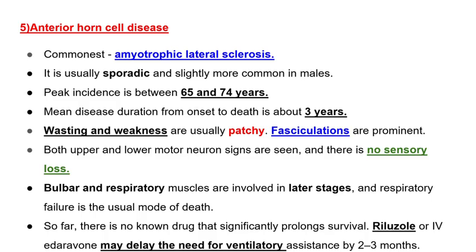Bulbar and respiratory muscles are involved in the later stages of the disease, and respiratory failure is the usual mode of death. So far, there is no known drug that significantly prolongs survival. Riluzole or IV edaravone may delay the need for ventilatory assistance by 2 to 3 months.